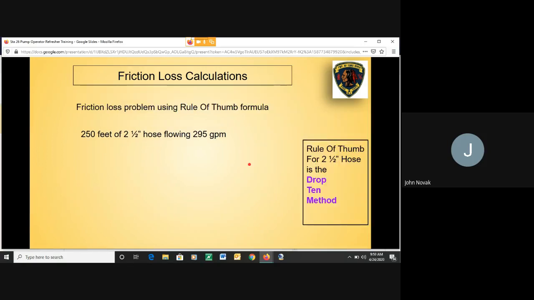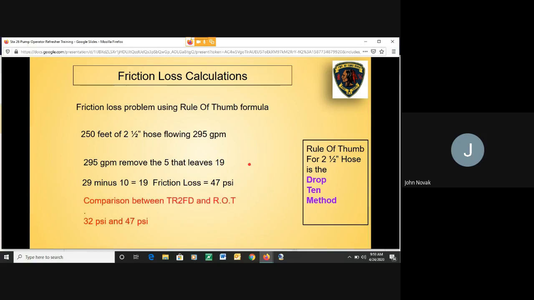And the rule of thumb, we used to teach the rule of thumb, we still teach the rule of thumb, which throws us off a little bit. If you're using the drop 10 method, in this case 250 feet of 2.5 inch hose flowing 295 gallons a minute, drop the 5, minus 10, it leaves us 19, so the friction loss is 47.